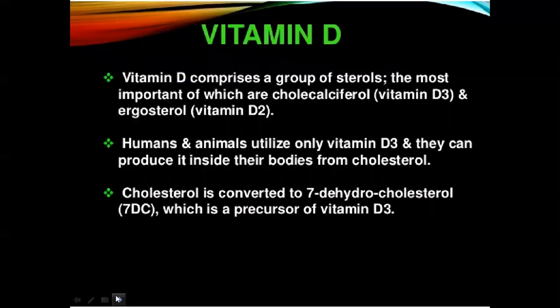Vitamin D. Vitamin D comprises a group of sterols, the most important of which are cholecalciferol, vitamin D3, and ergocalciferol, vitamin D2. Humans and animals utilize only vitamin D3 and they can produce it inside their body from cholesterol. Cholesterol is converted to 7-dehydrocholesterol, 7-DHC, which is the precursor of vitamin D3.